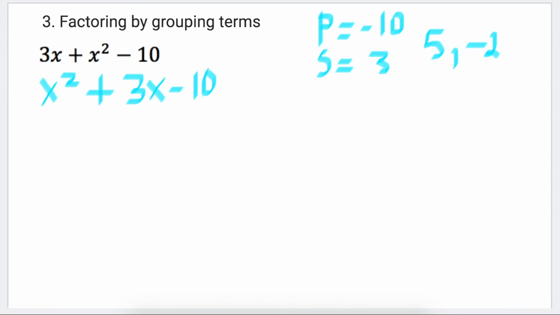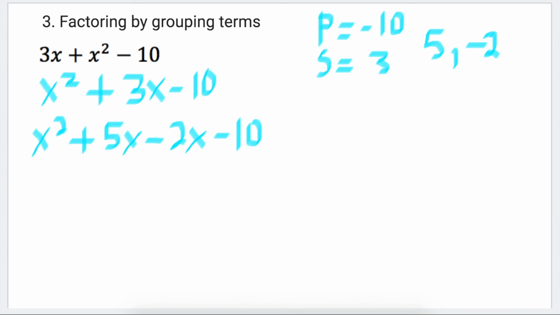So instead of 3x, we're going to replace 3x with 5x, and the 5x comes from the +5 that we got here, minus 2x from the two numbers that we got here, and finally we just copy and paste the -10 from the original math problem. And now this is where we're going to group the terms, because this method involves grouping terms.